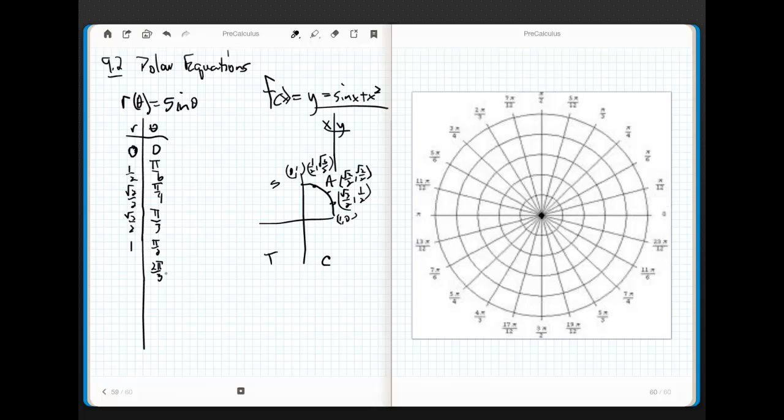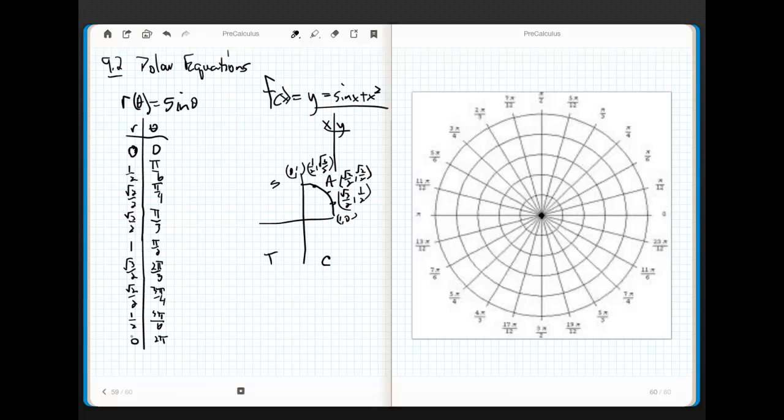Excuse me. So let's see, 2 pi thirds. What's that going to be? That's going to be this guy flipped across, so this is going to be root 3 over 2. 3 pi fourths is going to be root 2 halves, and then 5 pi 6 is going to be 1/2. Pi is going to be 0, as is 2 pi.